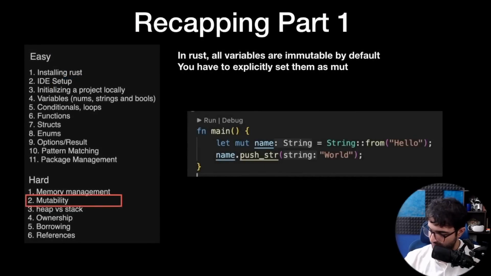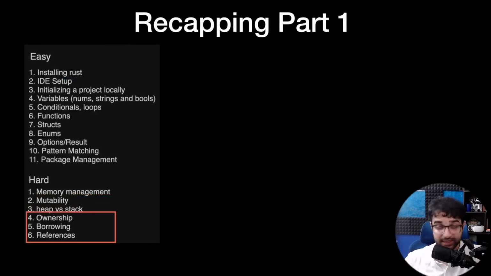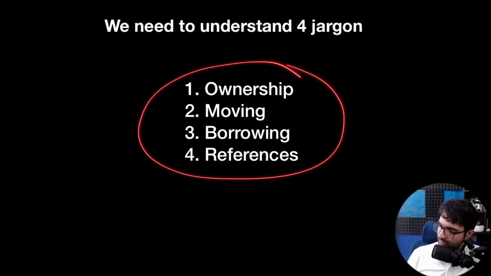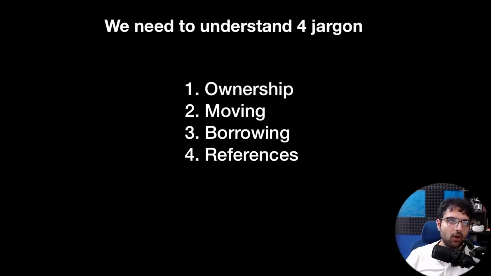Next up is when we get into some slightly harder concepts: ownership, moving, borrowing, and references. Our longer 4-hour video covers this with some very weird examples. You can go there. I'm going to cover it here fairly simply. What are these four things, and why do they become important in the context of Rust?